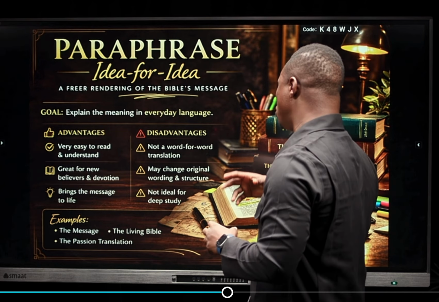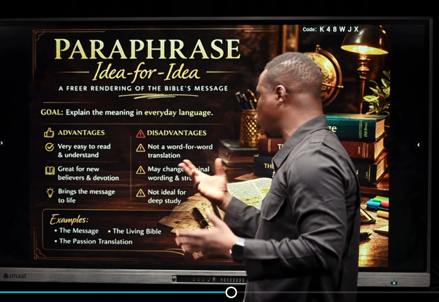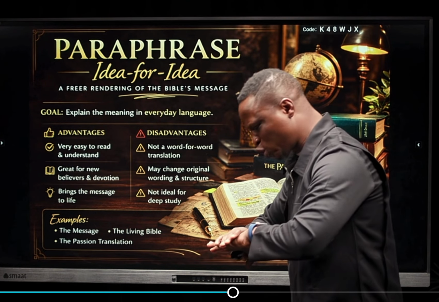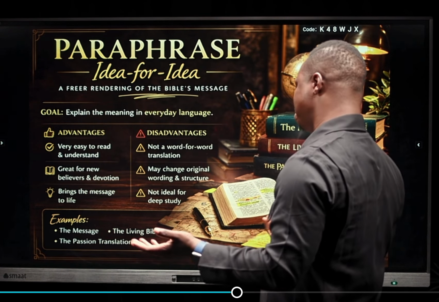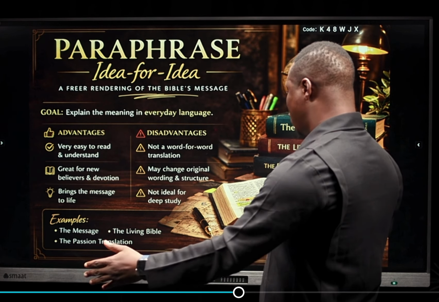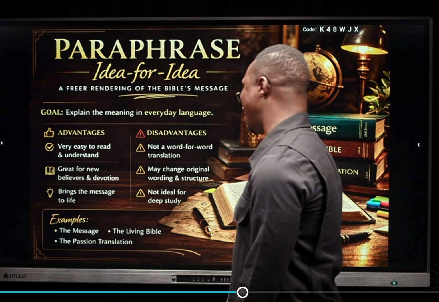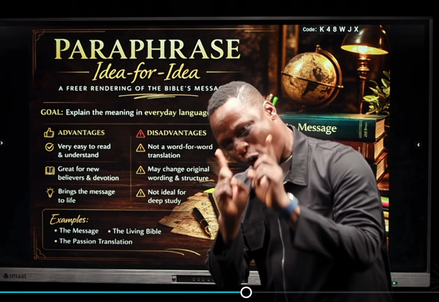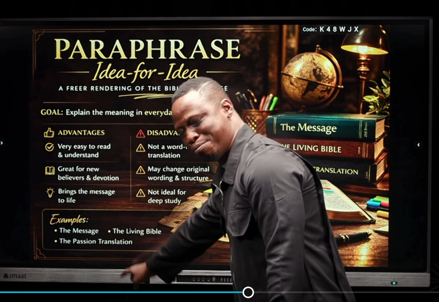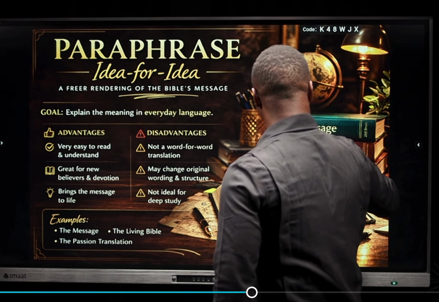And so when you begin to do idea for idea, you may change the original wording and structure, and it is not going to be ideal at all for deep study. Examples of this kind of Bible are the Message Bible, the Living Bible, and the TPT. This TPT Bible, I have one problem with it. I'm going to make a whole video about it, so you want to stay with me for that video.